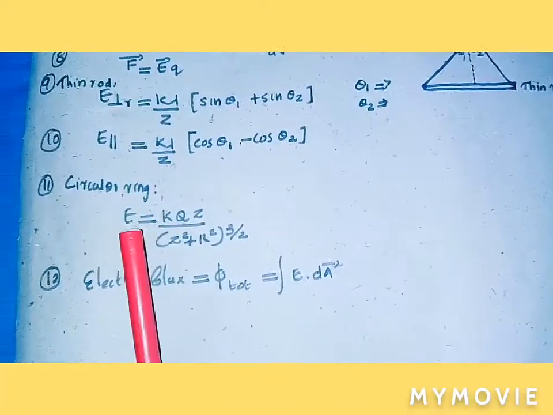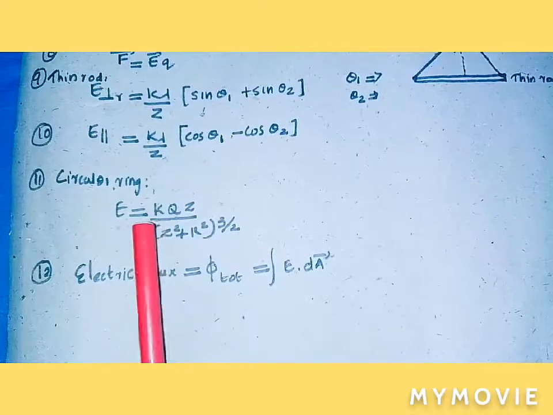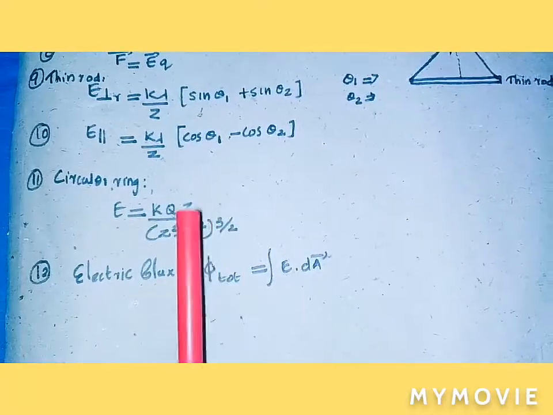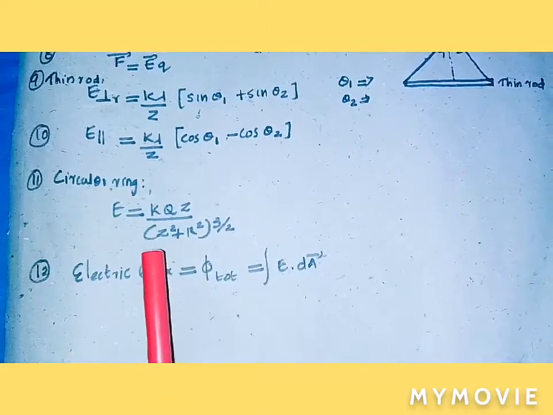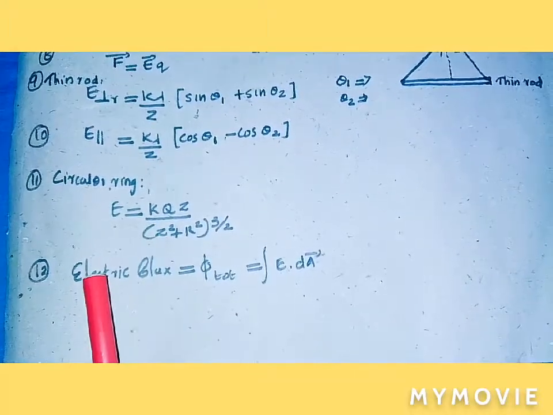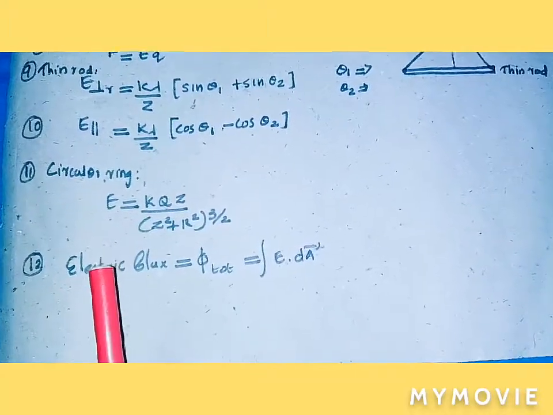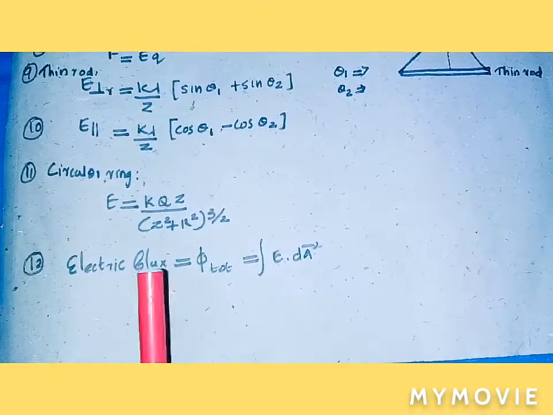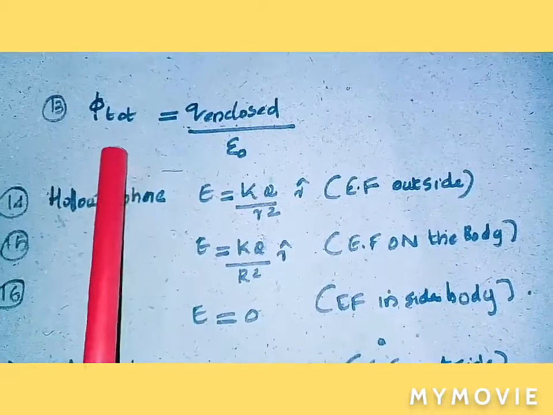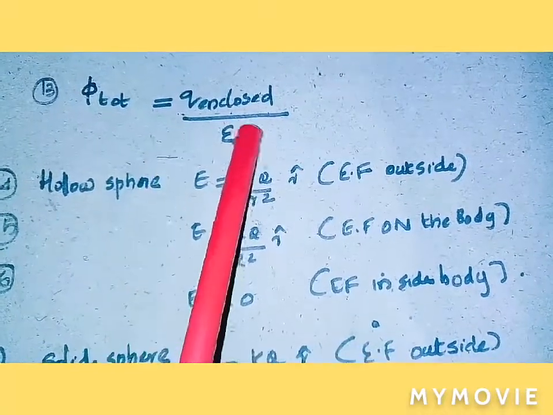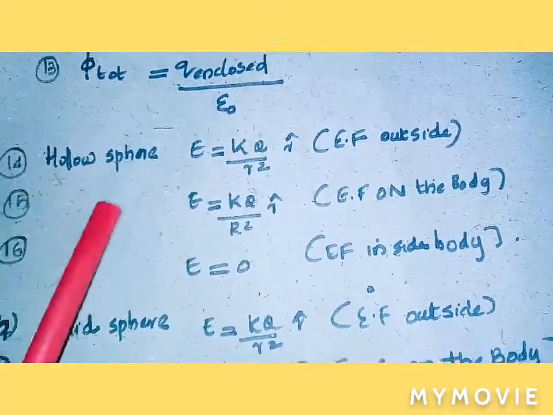For a circular ring, electric field is equal to KQZ divided by Z square plus R square all power 3 by 2, where R is the radius of the circular ring and Z is the distance from the point to the circular ring. Electric flux phi total is equal to integral E dot dA. Gauss law: phi total is equal to Q enclosed by epsilon naught.